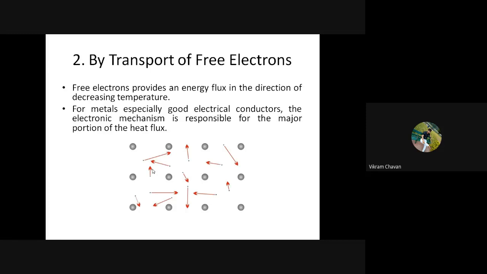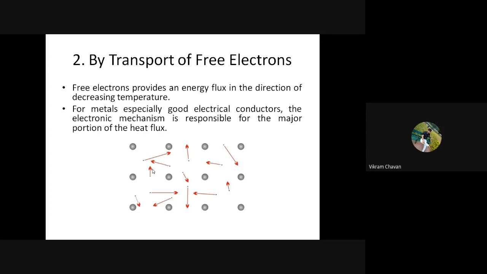Electrons move from the high temperature region to the low temperature region, and in this manner heat is transferred from the high temperature region to the low temperature region. Because of that, in metals two phenomena happen: lattice vibration and electron transfer.